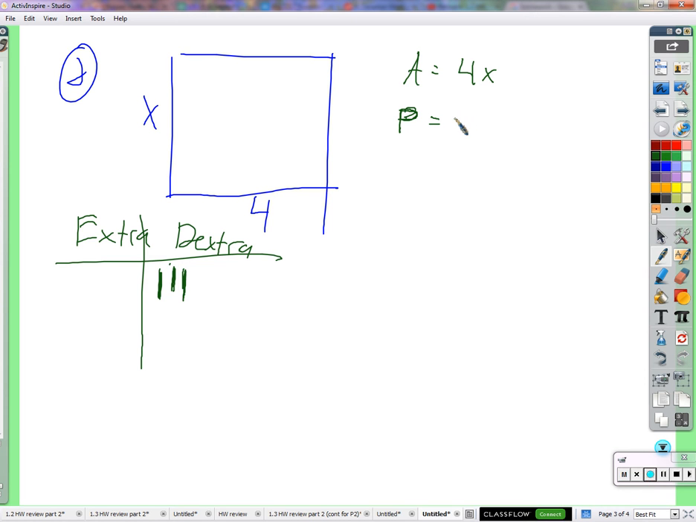That means 2 x's. 2 times x. There you go. Plus 6. Or no? Plus 8. Okay, do we have confirmation on that from the rest of the class?